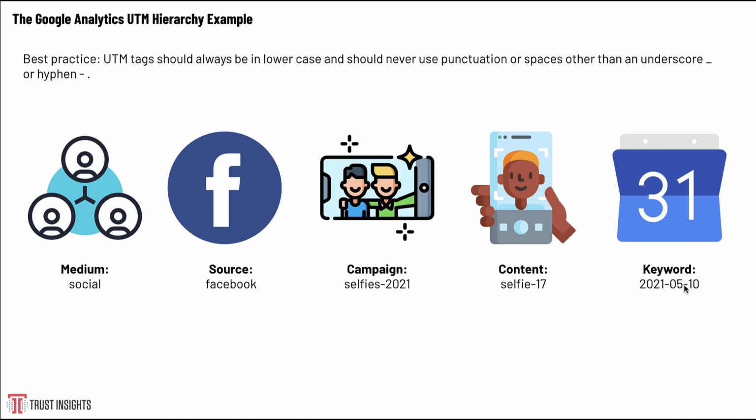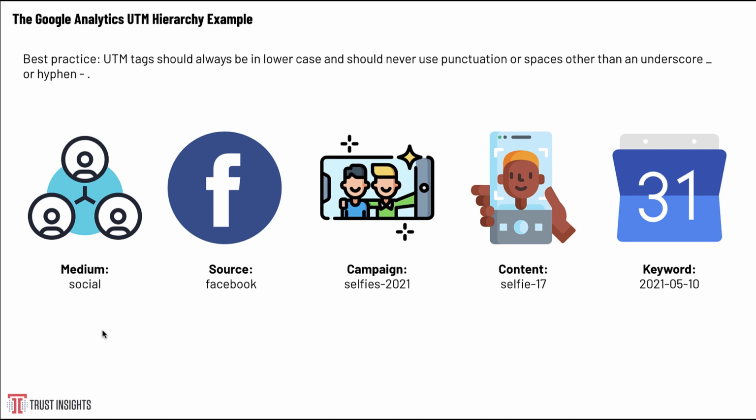And in Google Analytics, then I could find all my traffic that was social, drill down into the Facebook traffic, drill down into the Selfies 2021 campaign traffic, drill down into the Selfie 17 traffic, and get a sense of what's working when. Now, again, you don't have to use these last 3, but you can see how if you were to put this on a URL on Facebook, it would give you a tremendous amount of data about that particular Facebook post and its performance, which is a great way to track granularly what's working and what's not.